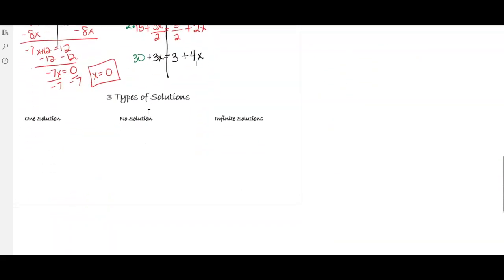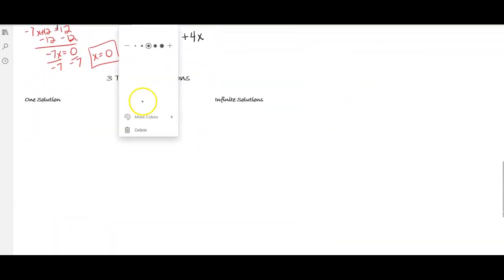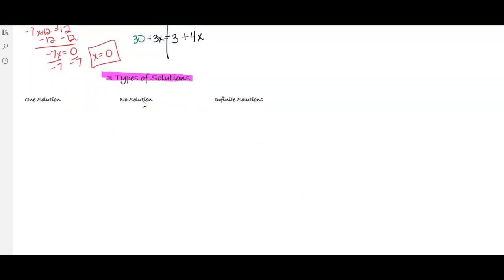Okay, the last thing I wanted to talk about was the 3 different types of solutions. Okay, so there's 3 different types of solutions. All the problems we've had so far are one solution where you get x is equal to a number. It's any number. Sometimes you're going to have a no solution and an infinite solution. A no solution and an infinite solution happen when the variables cross off.